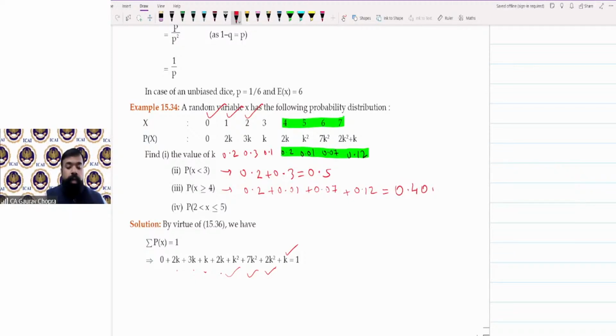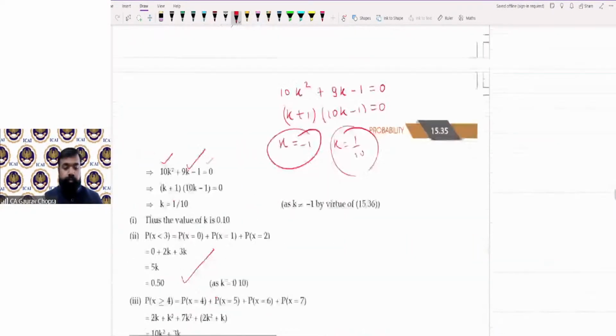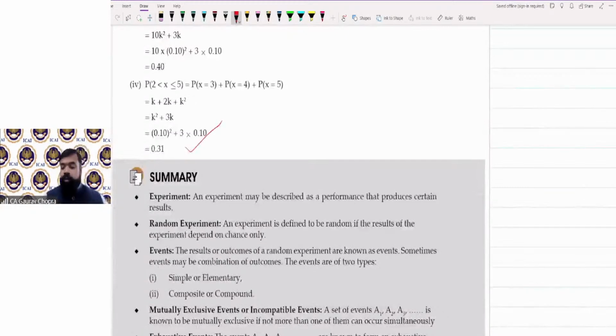Then the fourth part is x lies from 2 to 5. So 2 is not included, but 5 is included. So 3, 4, 5 we have to cover. So how much is the total? 0.1 plus 0.2 plus 0.01, so 0.31. So this becomes the answer.